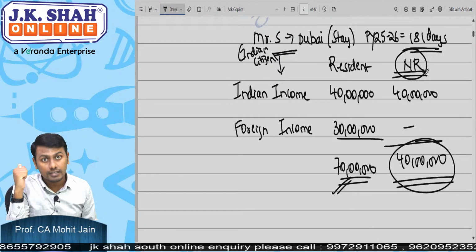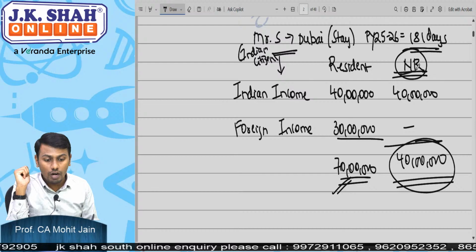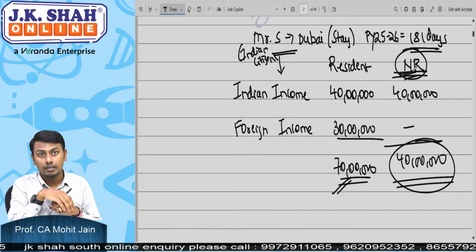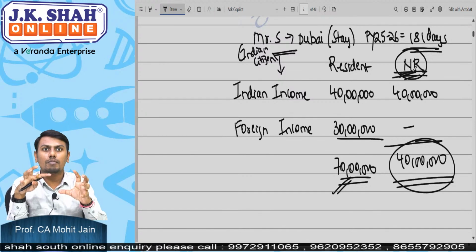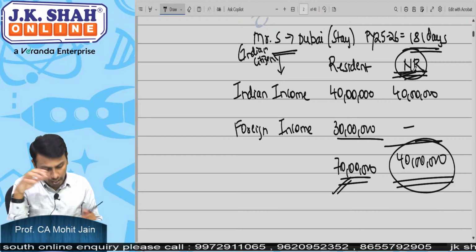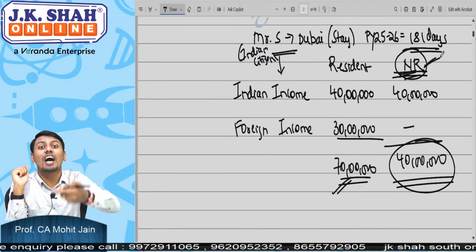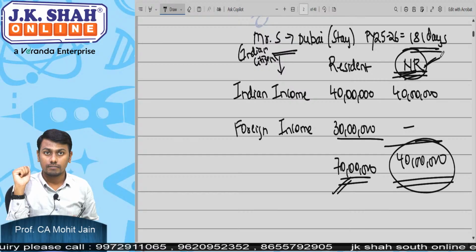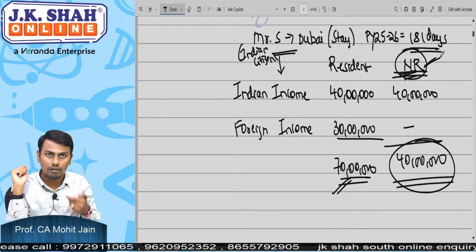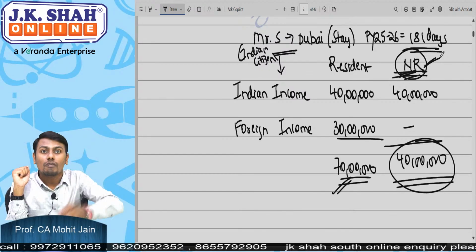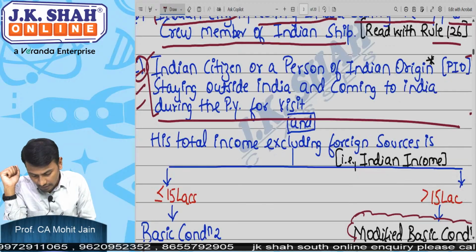Are you understanding what I'm trying to say? Yes or yes? So what used to happen? The government got annoyed with non-residents who used to manage the number of days in India in such a way that they used to end up becoming non-resident. So the government amended the law. The government changed the law and added one more thing in the law. What is that one more thing?